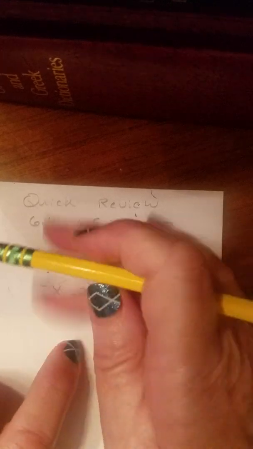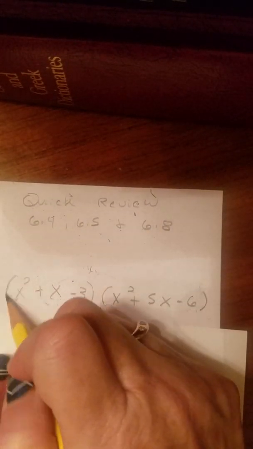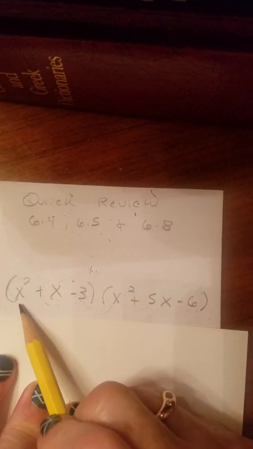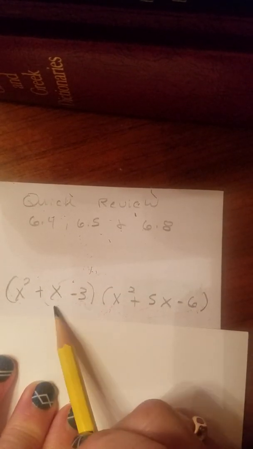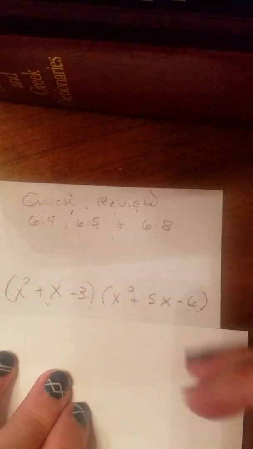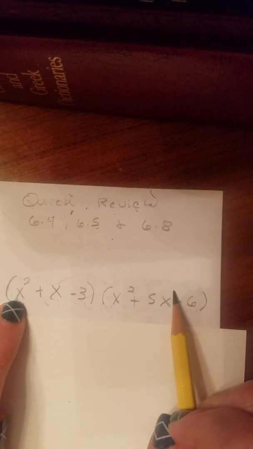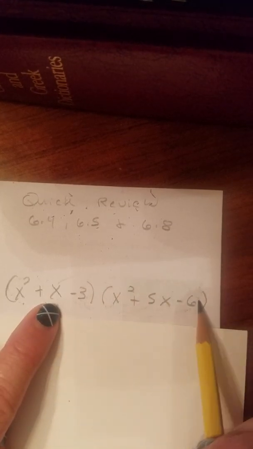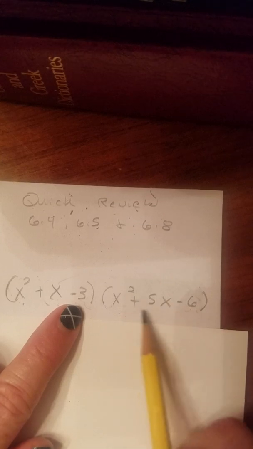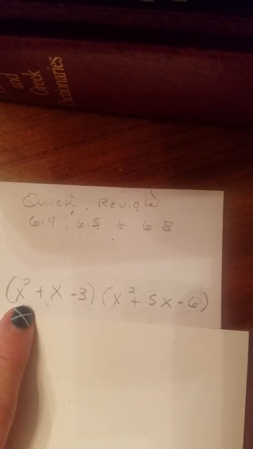Now, but what if we had this? x squared plus x minus 3. Now we have a trinomial times a trinomial. It doesn't matter. You're going to take this first term times everything here, the second term times everything here, the third term times everything here. So I'm going to go ahead and just do this one example and multiply this out.